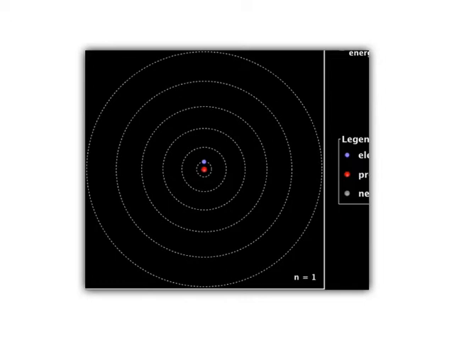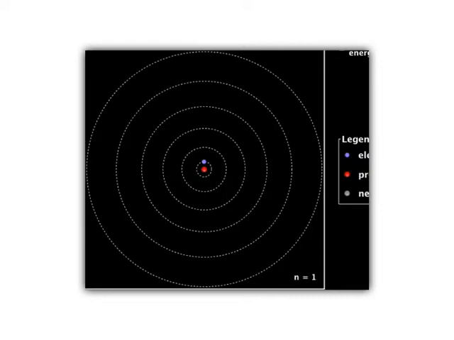Now he also said that an electron could jump from a lower energy level like this to higher energy levels only if the atom absorbs energy in an amount equal to the difference in energies between two of the levels. So let's watch this animation and we'll see some of these ideas at work.